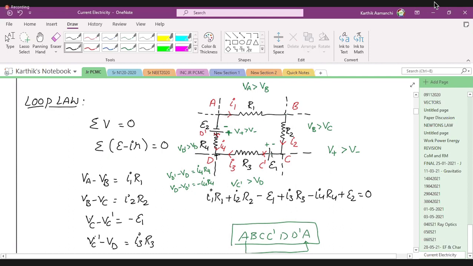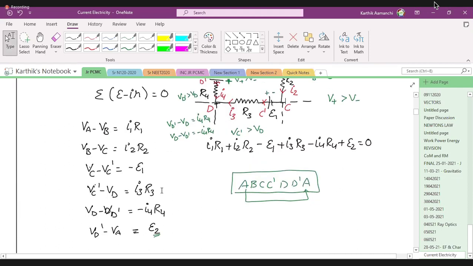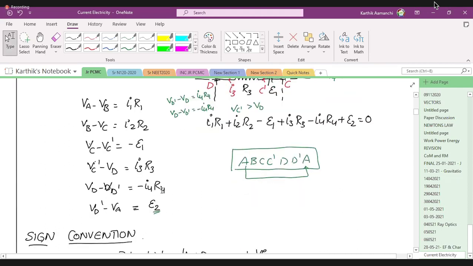Here, you are going in the opposite direction of current. Again, when you come out, you are going in the same direction of current, so positive. Here you are going in opposite direction of current, so I4R4 is negative. Clear?